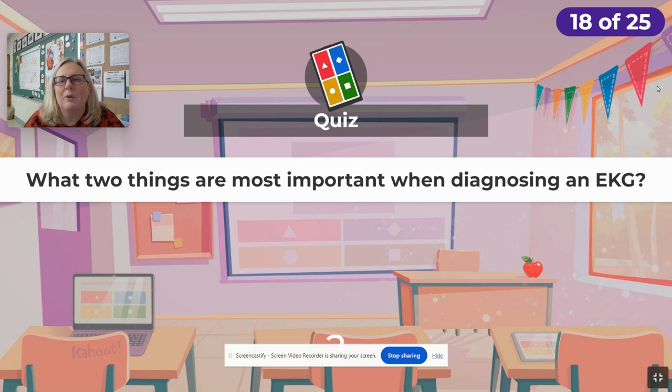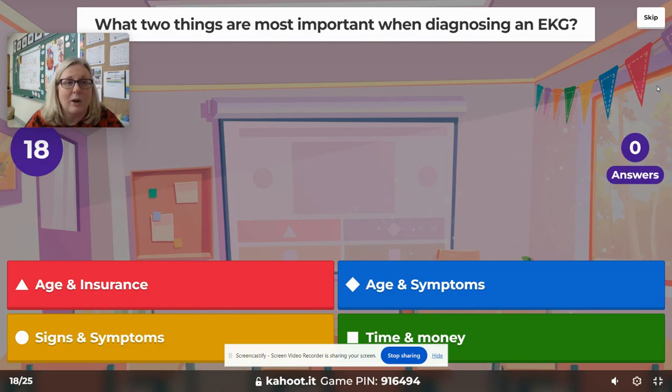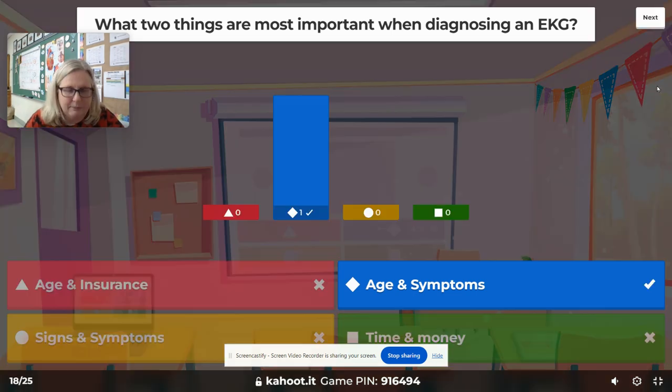Okay, what two things are most important when diagnosing an EKG? I asked this exact question on the test. What two things are most important when diagnosing or interpreting an EKG? Age and symptoms, or age and the reason for doing the EKG. Age plays a big factor. We know that kids' EKGs look very different than adults. Teenagers look very different than adults. And then any type of symptoms they might be having. If this is just a normal, regular checkup for a teenager, it's going to be way different than if it was a 57-year-old having chest pain. So you have to know both of those things. That is a question on the test.